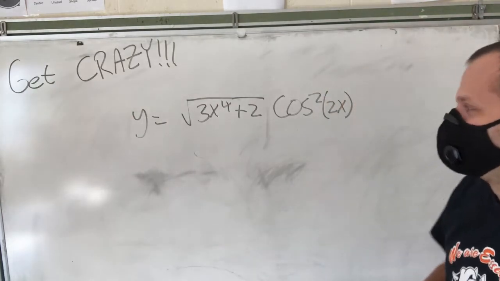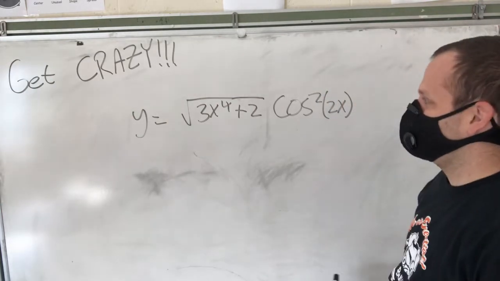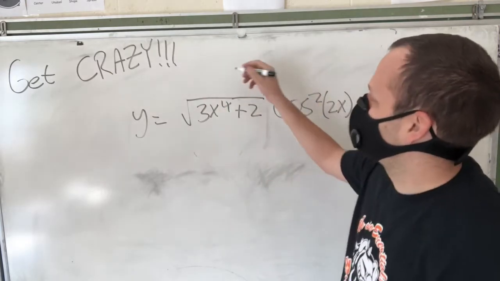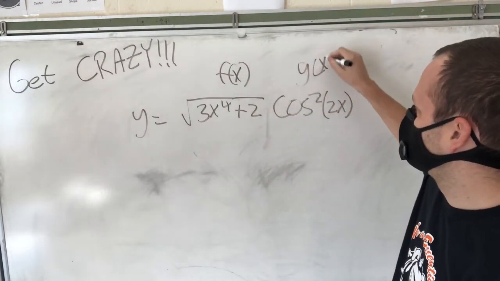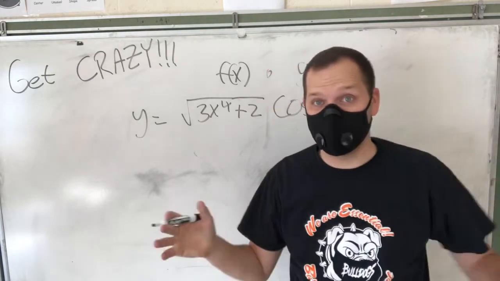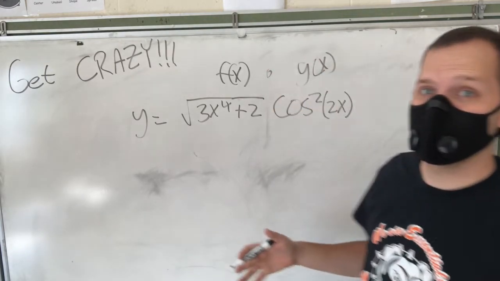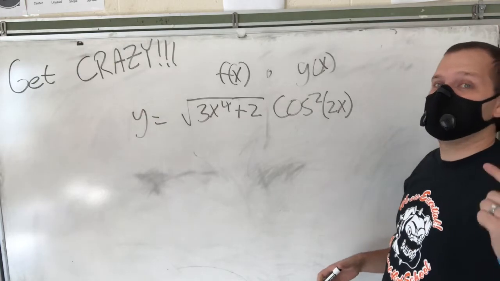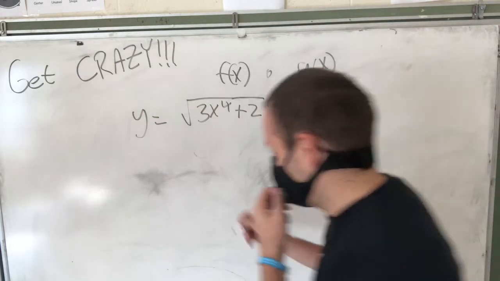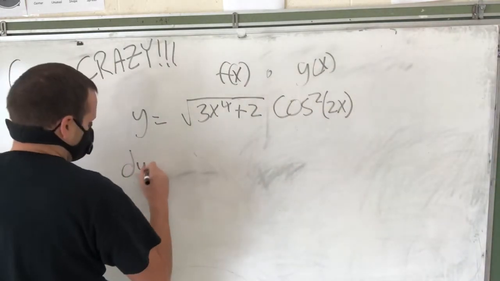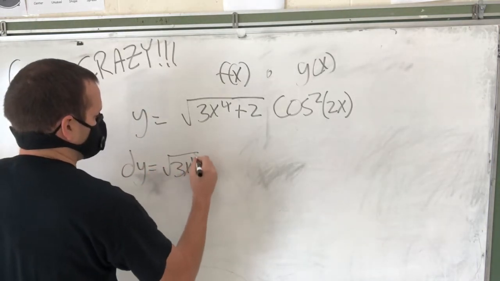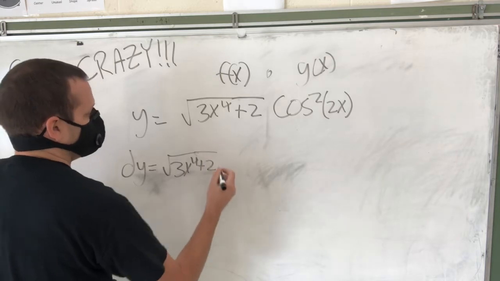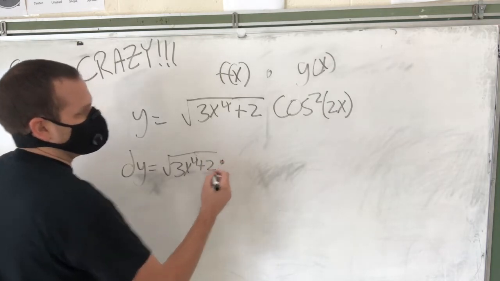Here comes the answer. All right, so as we're looking at this, we have basically two equations. We have the equation f of x. We have another equation, we'll call it g of x. They're being multiplied. If you have two equations and they're being multiplied, which rule are we going to use? We're going to use the product rule, okay? So dy is going to be the first, 3x to the 4th plus 2, times the derivative of the second.